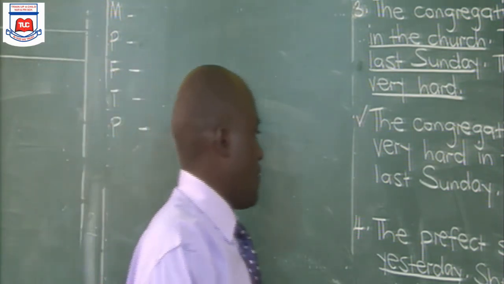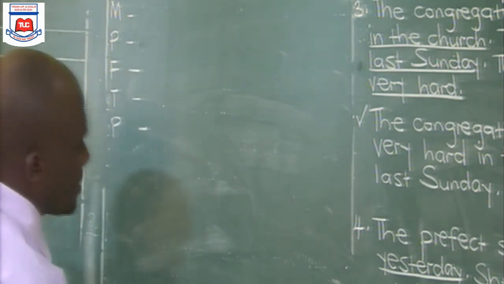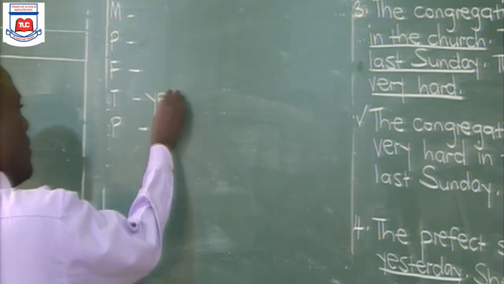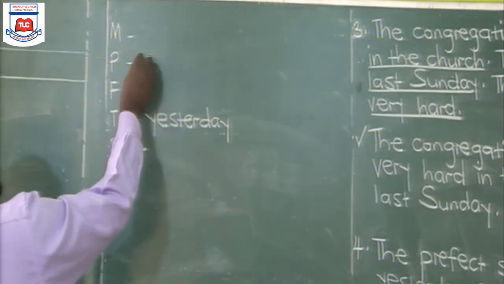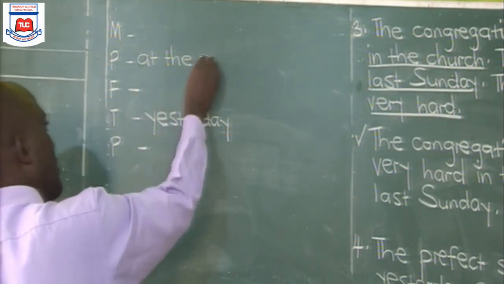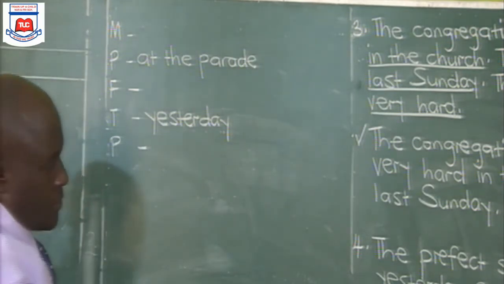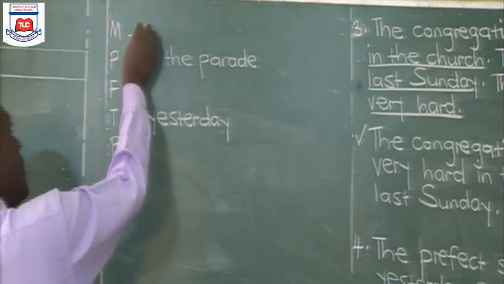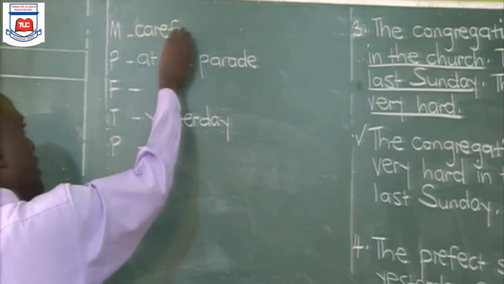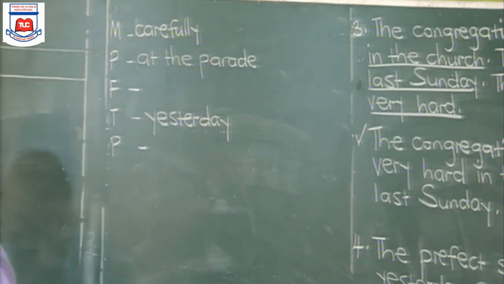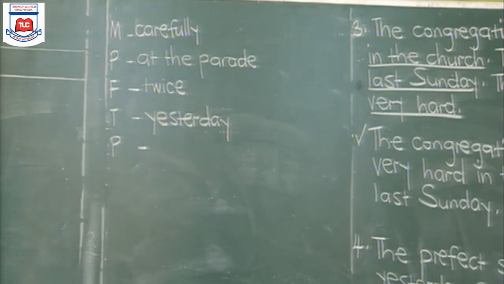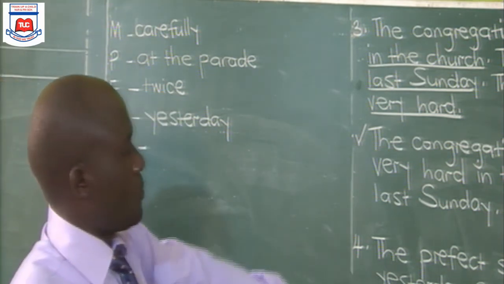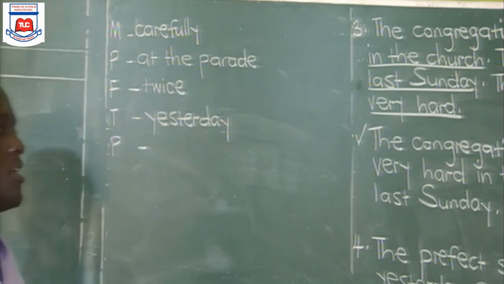So, the prefect spoke yesterday. Yesterday is an adverb of time. Then she spoke at the parade, becomes an adverb of place. At the parade, an adverb of place. Then she spoke carefully. How? Manner. Carefully. Then we have twice, becomes frequency. So what is the correct order? The correct order of our sentence here is: the prefect spoke carefully at the parade twice yesterday. So you come and write your correct answer here.